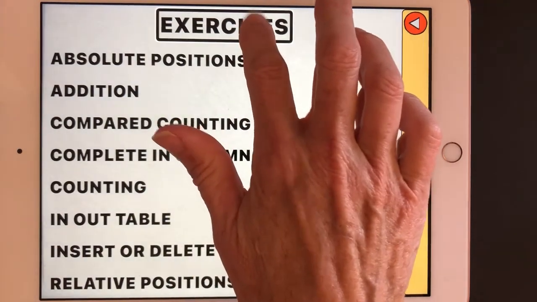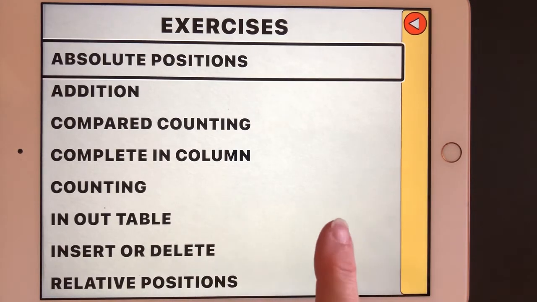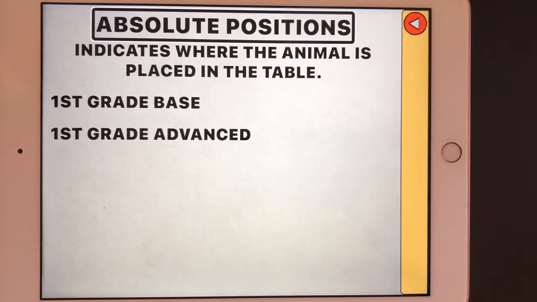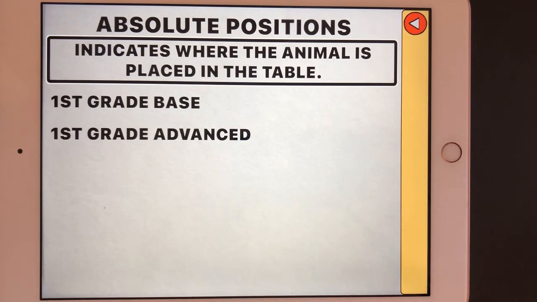We're on the Exercises page and we're looking for absolute positions. The games are in alphabetical order, so I'm just going to swipe down. Absolute positions. Select absolute positions. Exercise: absolute positions. Indicates where the animal is placed in the table.